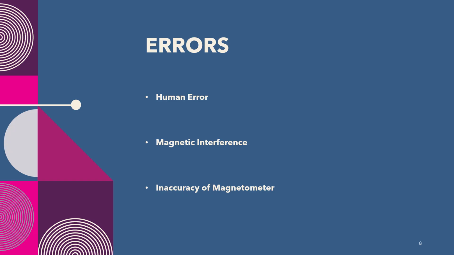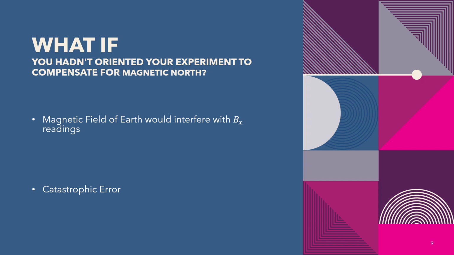This is mostly due to magnetic interference around our magnetometer, as well as human error and the inaccuracy of the magnetometer. What if you hadn't oriented your experiment to compensate for magnetic north? If this happened, then the magnetic field due to the Earth would not be perpendicular to our Bx vector. Therefore, it would interfere with our readings for Bx and would create catastrophic error in our computations and experiments.